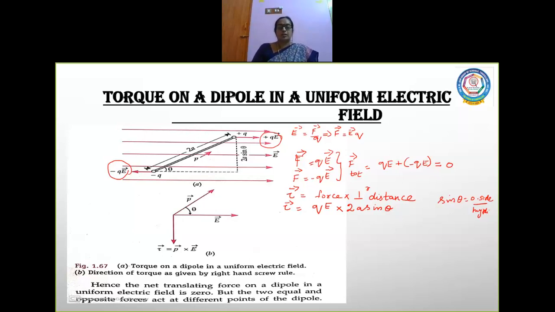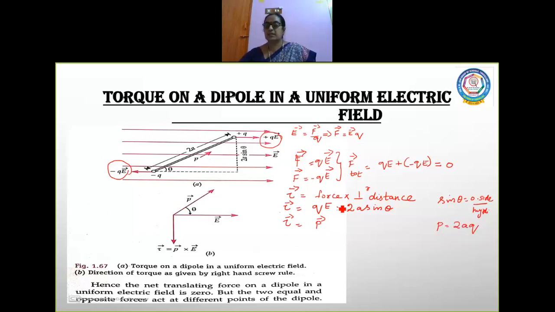And due to this torque, what does this dipole do? This dipole tries to align itself in the direction of the electric field. So now let us write this formula once again. Tau is equal to, and you know what 2aq is, children? 2aq is nothing but the dipole moment. Hope you remember, P is equal to 2aq, the dipole moment, we saw this yesterday.